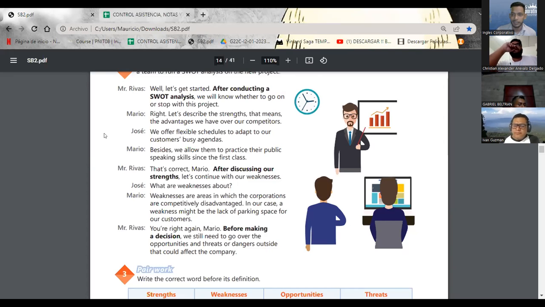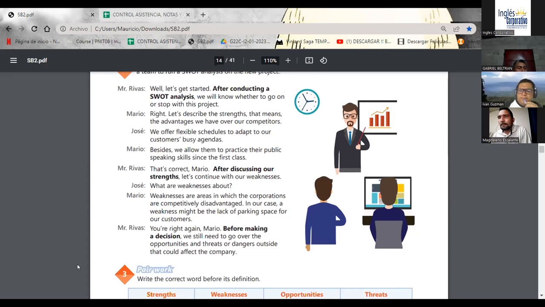Okay, there you go. Guys, questions about this conversation, vocabulary, or any expression? Excuse me, teacher. What is in the last part of Mario? He said, might be the lack of parking space. What does the lack of parking space mean? Lack is a deficit, or in Spanish, falta. That is lack. Okay, all right, excellent.